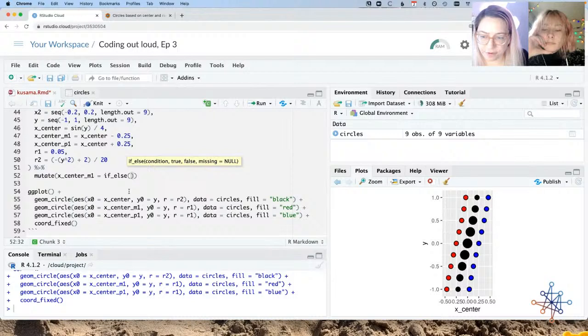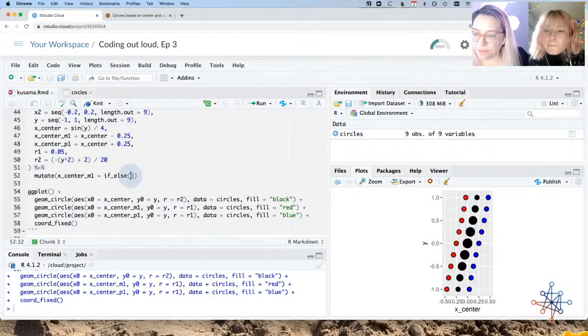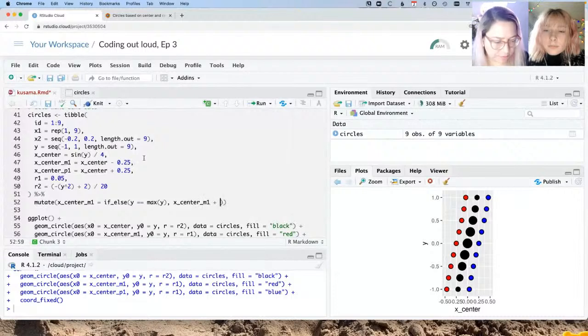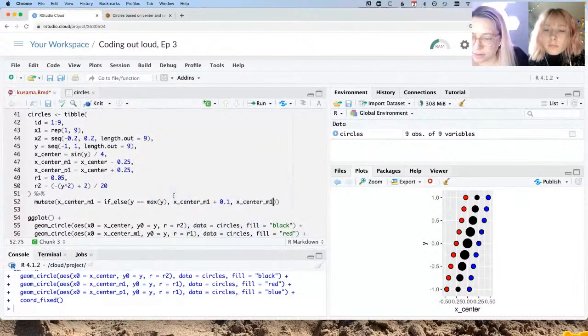Okay, so let's say we're only going to move one of the points for now. So we can write it as an if else statement to identify this top point. If y equals max y, then we want it to be the old value plus something, let's say plus 0.1. Otherwise, just leave it as the old value. Let's see what this does.